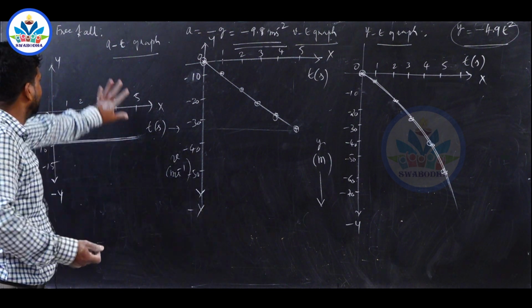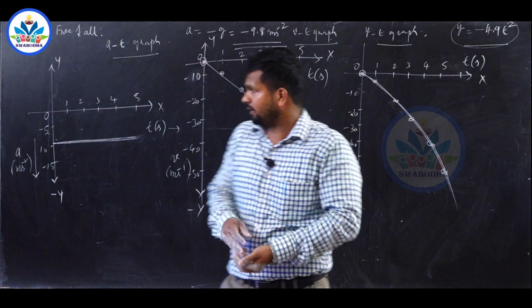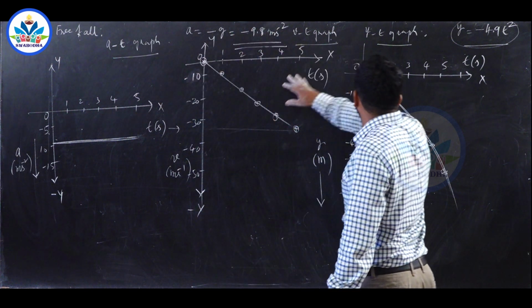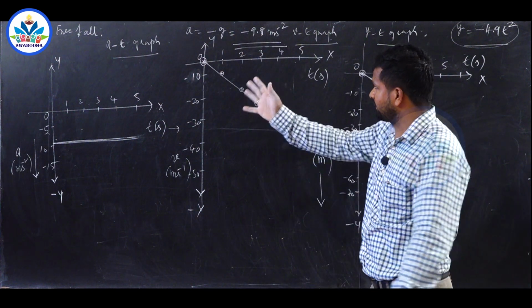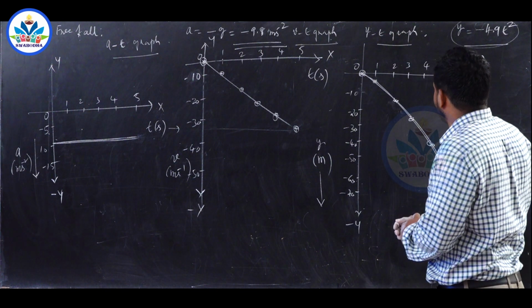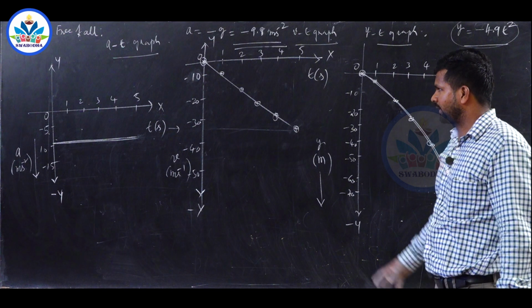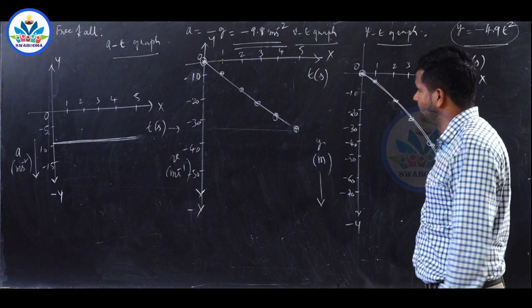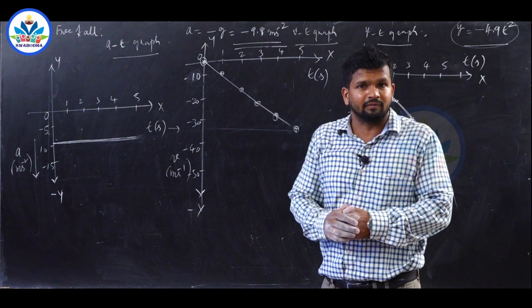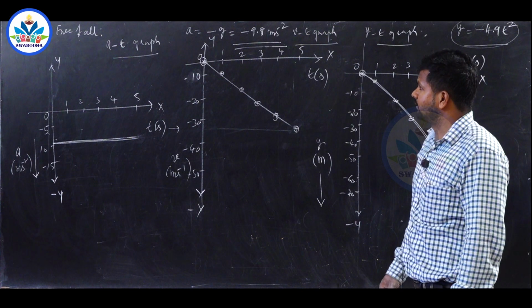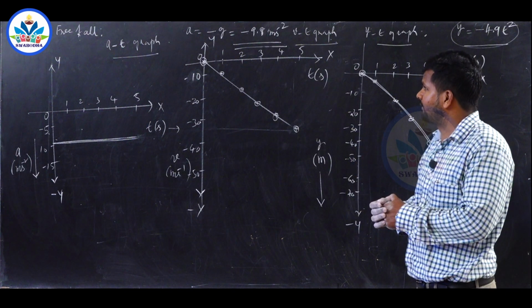So to understand the motion under free fall, we have plotted the AT graph, VT graph and YT graph: acceleration time graph, velocity time graph and displacement versus time or position time graph. Instead of x, it is the vertical axis, moving along the vertical axis. So this is how we can plot different types of graphs for any situation.